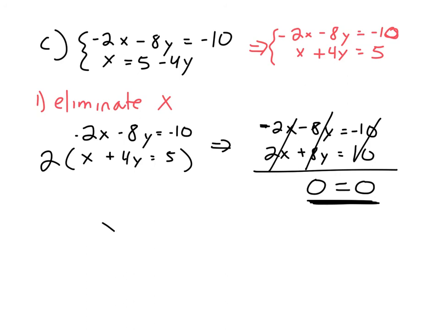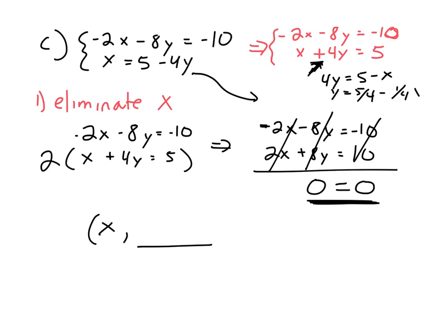solutions. So remember the way we write our solution when we have infinitely many. We first start by saying that x, and then we write what y is in regards to x. So I need to solve for y. I'll go ahead and use this bottom equation to solve for y. So let's take 4y equals 5 minus x, and then y equals 5/4 minus 1/4 x. Okay, so that's the equation for y.